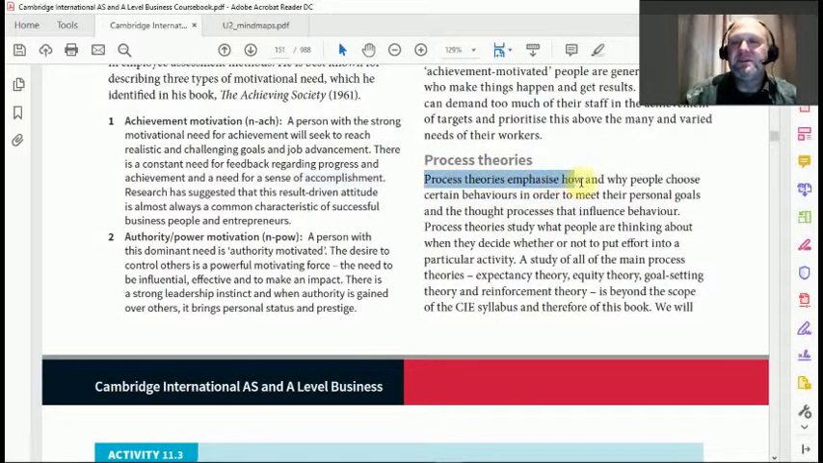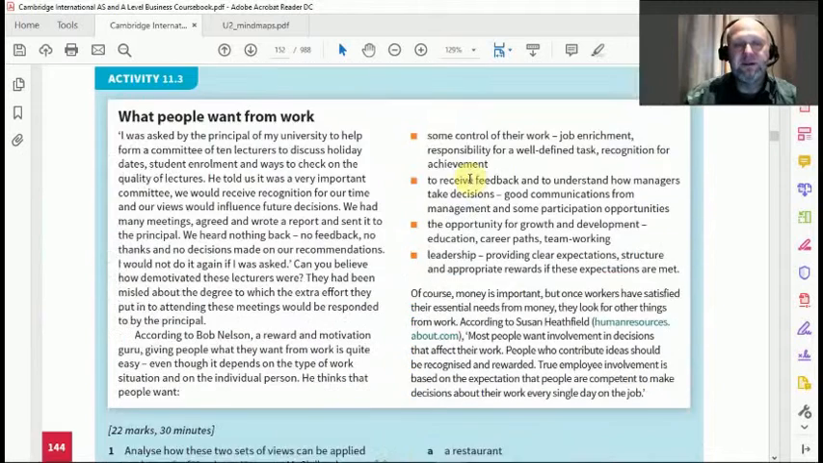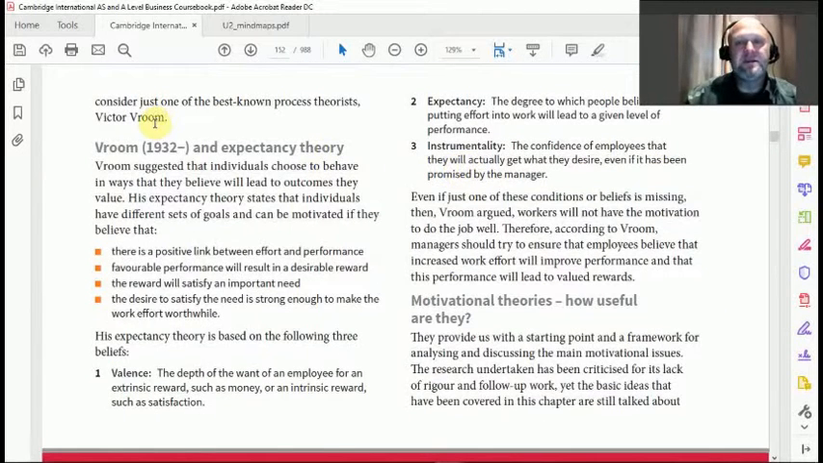But process theories emphasize how and why people choose certain behaviors in order to meet their personal goals. And that is through the thought process of that influential behavior. So we're going to do one that's covered in this book, and that is by a guy by the name of Vroom. Born in 1932, he suggests that individuals choose to behave in ways that they believe will lead to outcomes they value. So they will only act in the way that their values are. His expectancy theory states that individuals have different sets of goals and can be motivated if they believe that there is a positive link between the effort and performance.